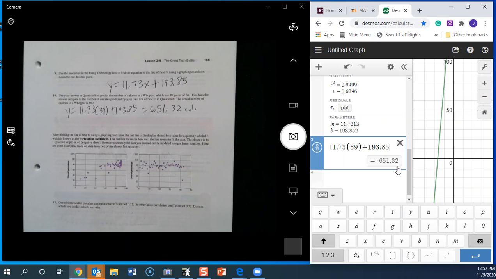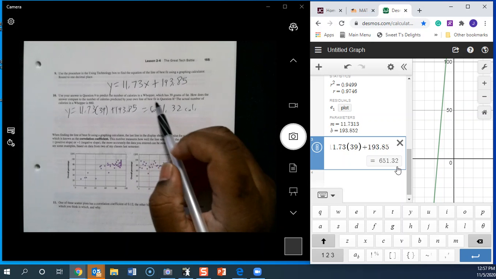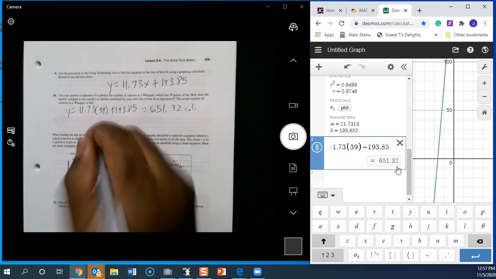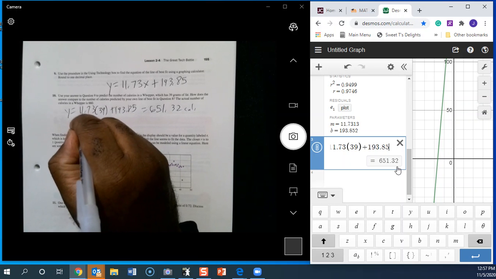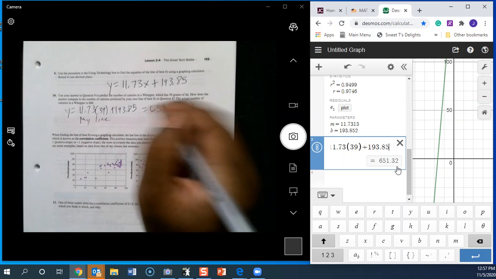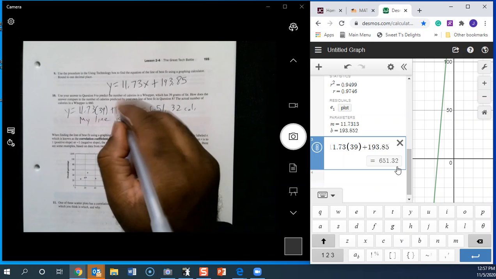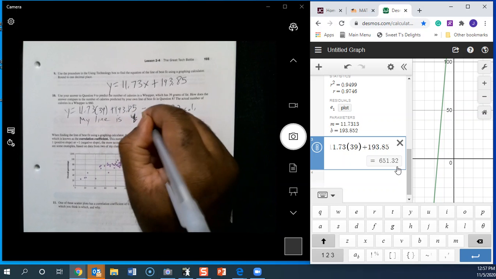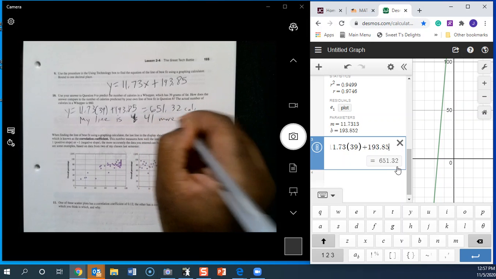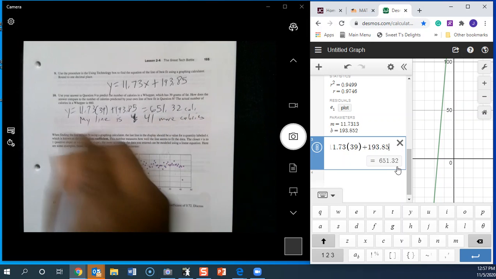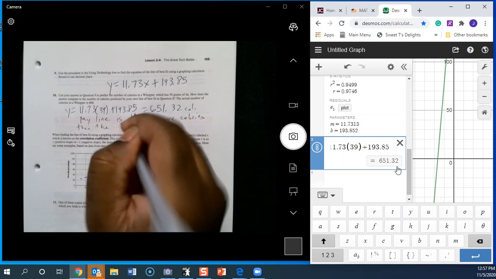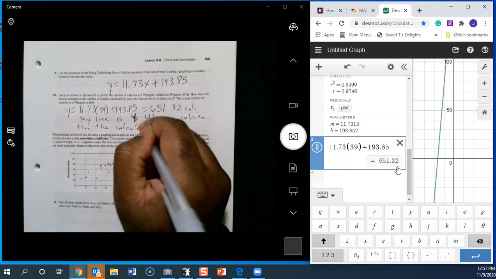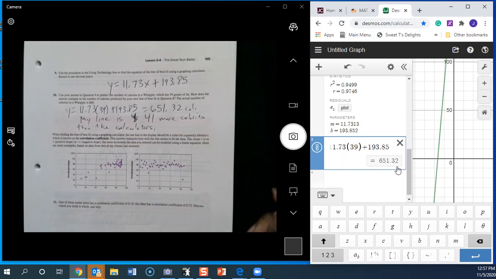Now it says, how does the answer compare to the number of calories predicted by your own line of best fit? So we could say that my line is, what's that, 42 or 40, well, it'll be 41 more calories than the calculator's. Okay. All right.